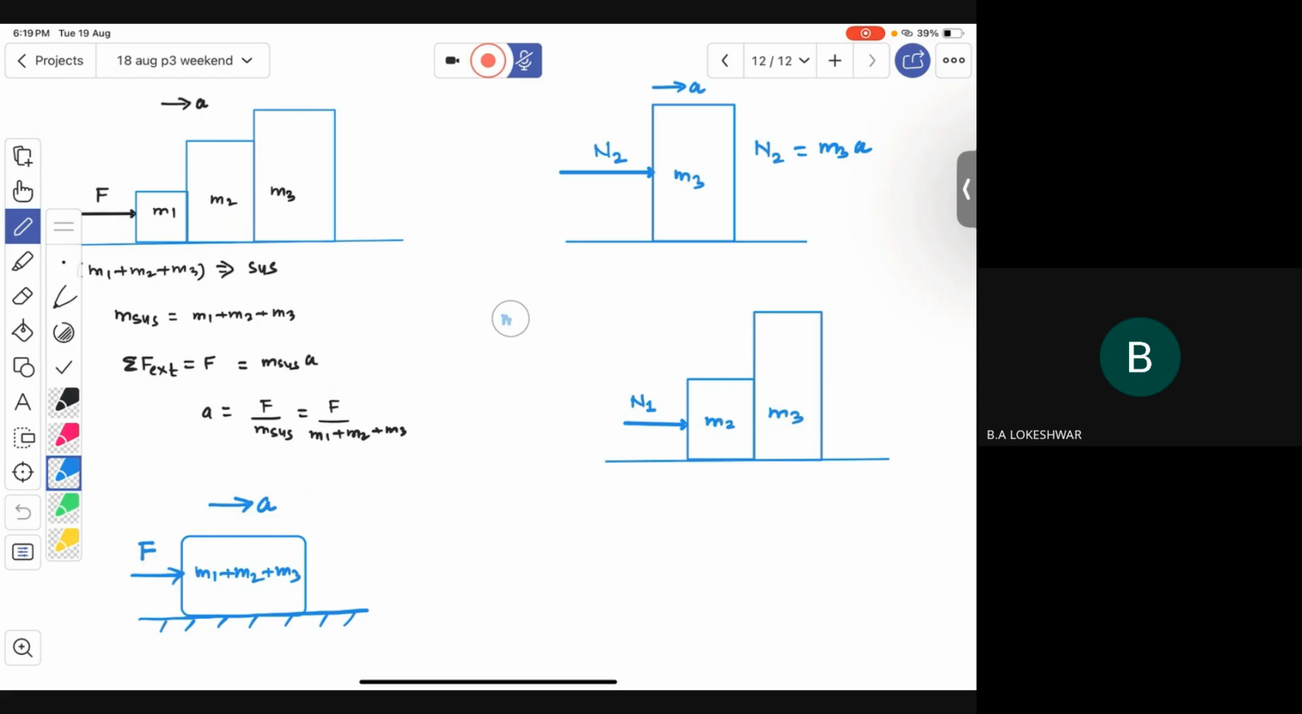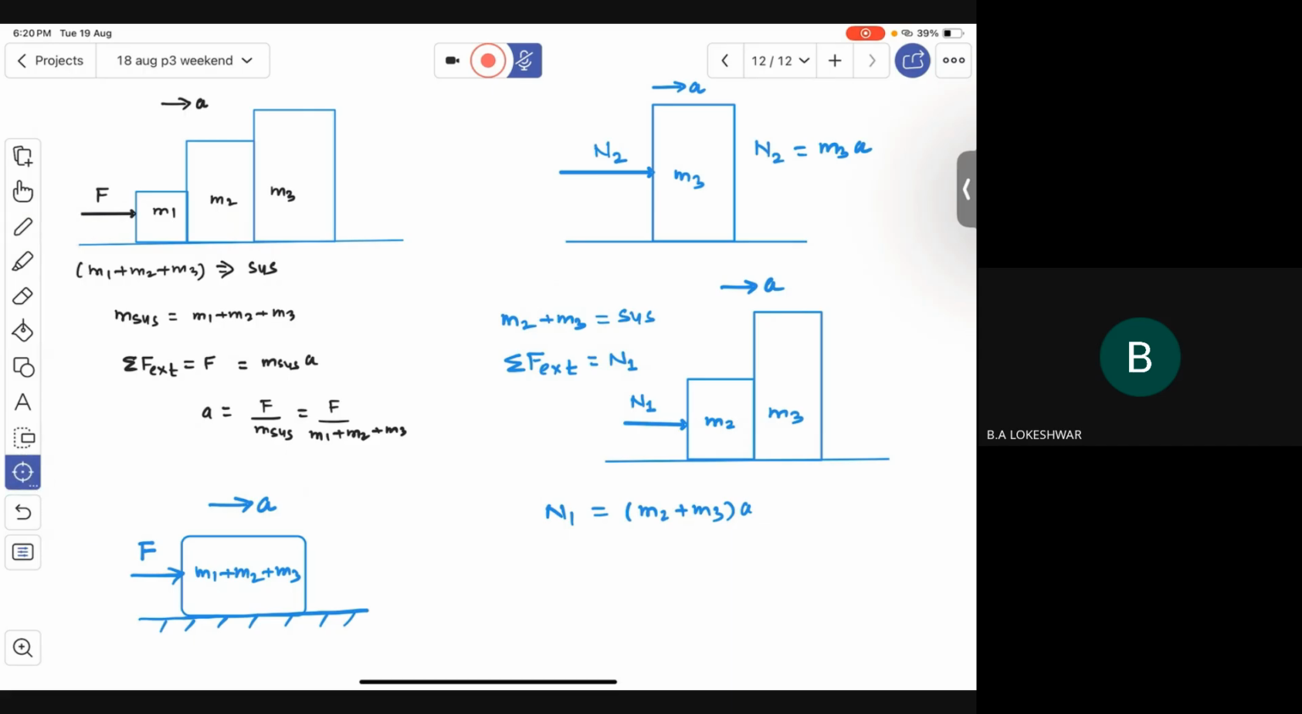Because if I take M2 plus M3 as one system, the nice thing that happens is the net external force on this system is the force that I want to find. The force I'm interested in finding is N1, and N1 is the hero of this system. N1 is the one giving the acceleration to the system. So N1 must be the mass of the system, which is M2 plus M3, into A, and that A you can find orally. So finding N1 and N2 can also be done orally.